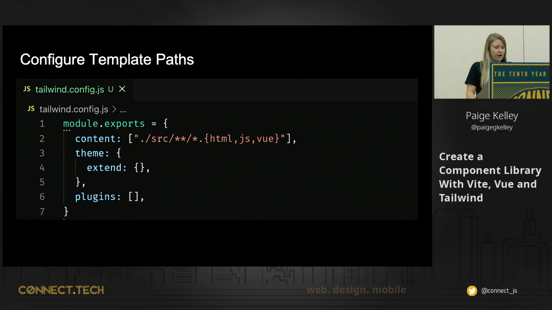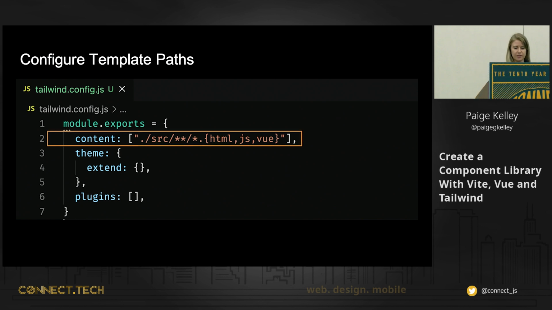And what we're doing here is, the way Tailwind works is it only generates the classes that you're actually using, but you need to tell Tailwind where to look for those classes. So in this content section, I'm saying in my source folder, go down a level and look for my HTML, JavaScript, and Vue files, and that's where I want you to look for my Tailwind.